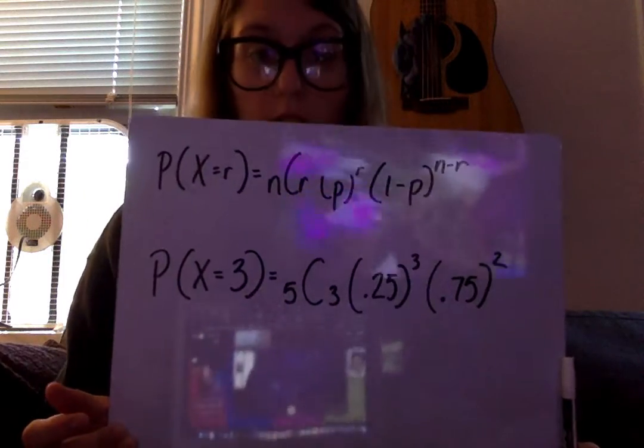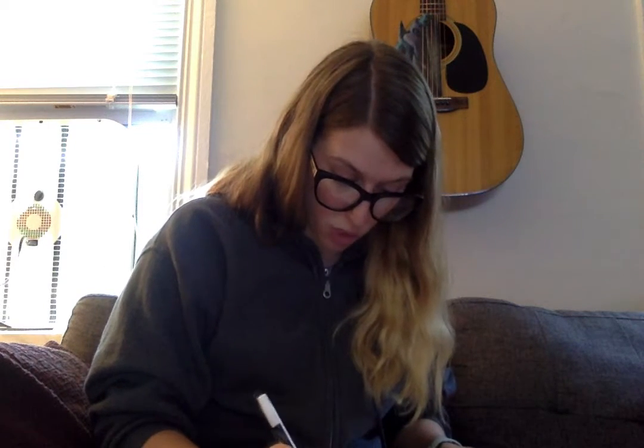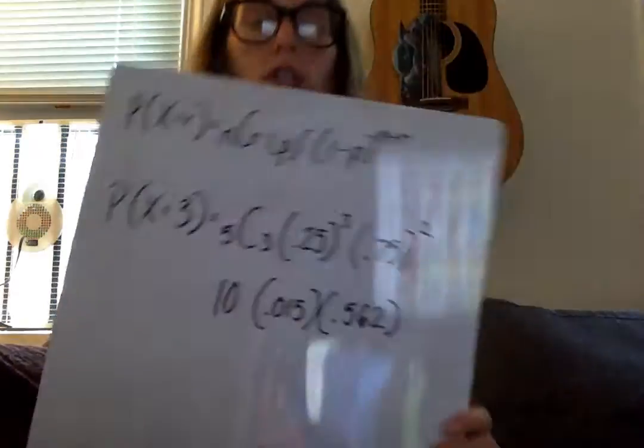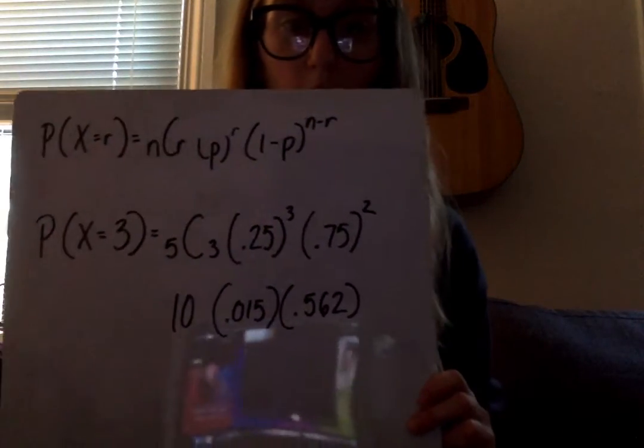You're going to use your handy-dandy combination calculator. You're going to find out that 5 combination 3 is 10. I'm going to do 0.25 to the 3rd power, and I'm going to get 0.015-ish because I round, and that's okay if you round. And then I'm going to do 0.75, which is 3/4, to the 2nd power, and I get 0.562, and again I rounded, no big deal. But once you get your 3, you just multiply.